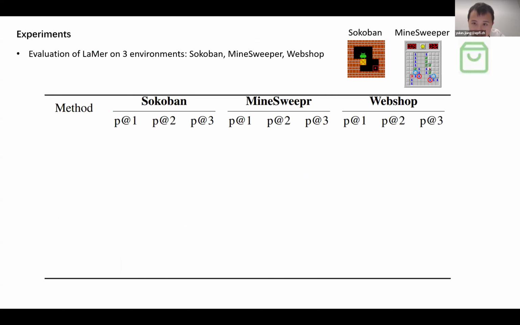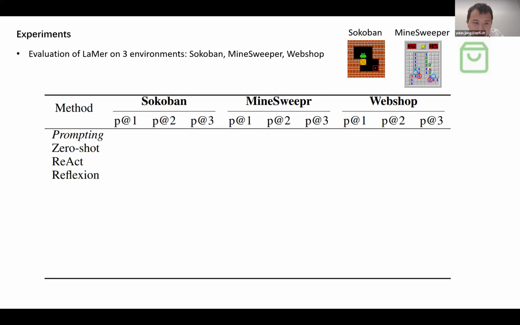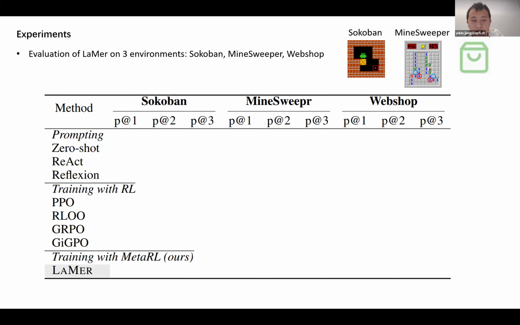And then in the experiments, we evaluate our proposed framework in three gaming environments: Sokoban, Minesweeper, and WebShop. And we report the results of pass at 1, 2, 3 as in the table. We compare our algorithm with the prompting-based method, the RL-based method, and report our meta RL results.